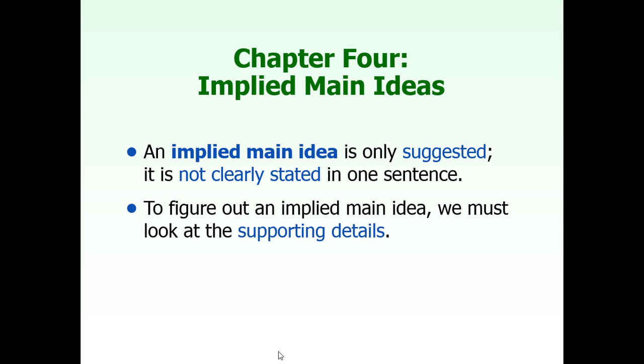And think of the word implied, it means suggested. So unlike in Chapter 2, where we talked about the main ideas where they were explicitly said, it was a sentence taken directly out. Implied, we're going to have to use our own inference skills to figure out the main idea, and this is why it is called implied main idea. So we're going to have to really use the supporting details and the skills that we used in Chapter 3 to figure out the implied main idea.